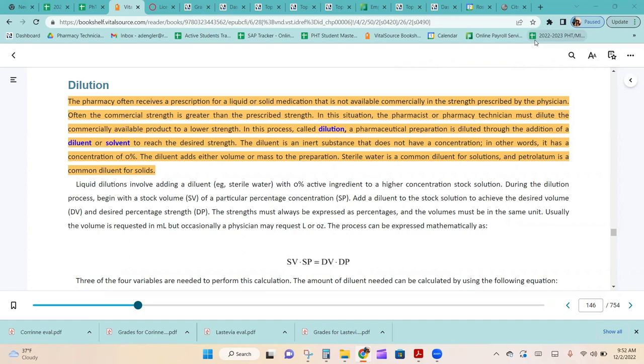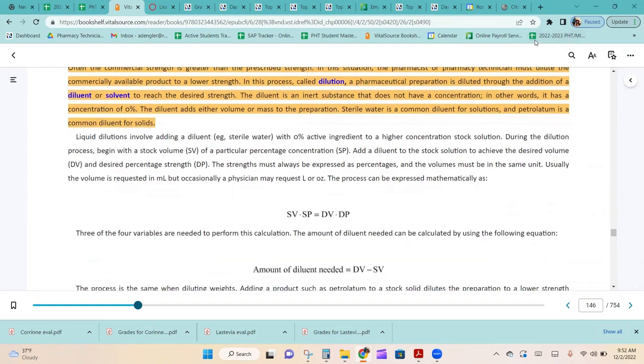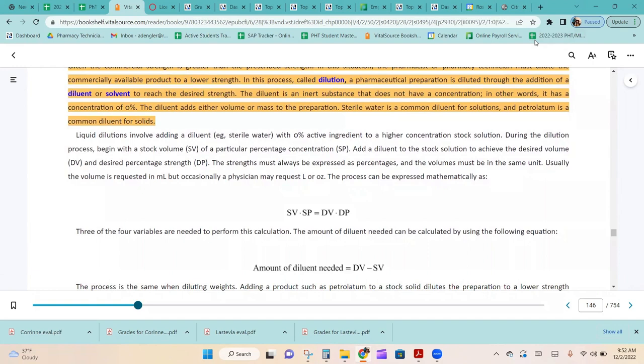the desired strength. The diluent is an inert substance that does not have a concentration. In other words, it has a concentration of 0%. The diluent adds either volume or mass to the preparation. Sterile water is a common diluent for solutions, and petroleum is a common diluent for solids. Liquid dilutions involve adding a diluent like sterile water with 0% active ingredient to a higher concentration stock solution.